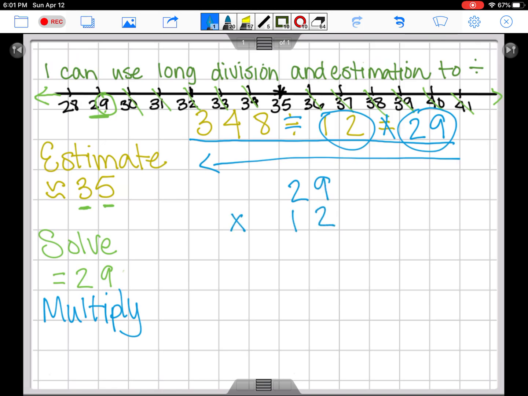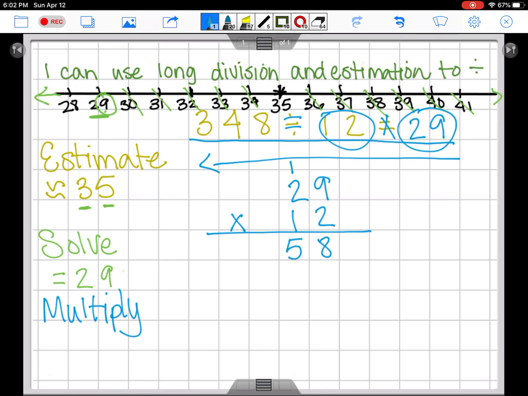29 multiplied by 12. All right, we know we have 2 digits here in our second product, so we're going to have 2 partial products. Just keep that in mind. Think about all those things we need for multiplication. I know it's been a while. 2 times 9 equals 18. We've got to carry that 1. 2 times 2 equals 4 plus 1 equals 5.